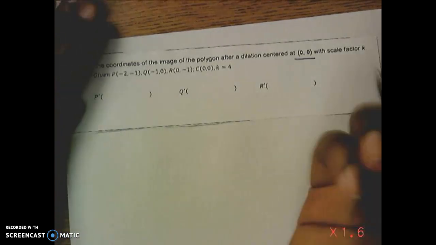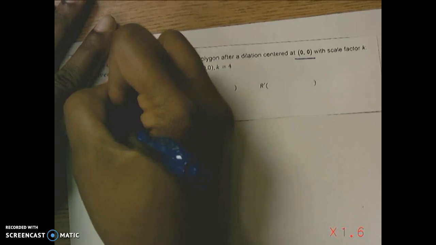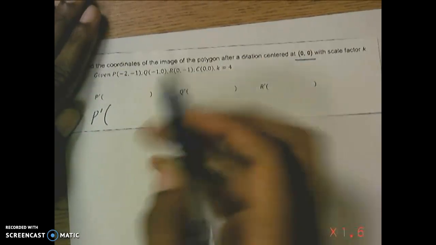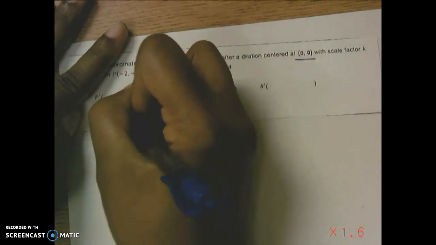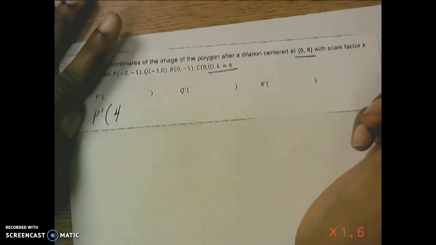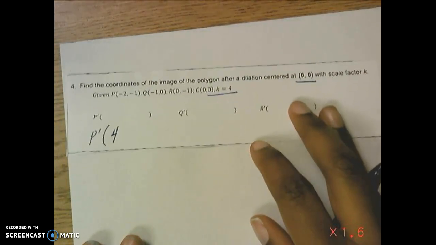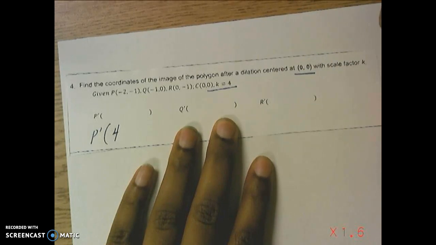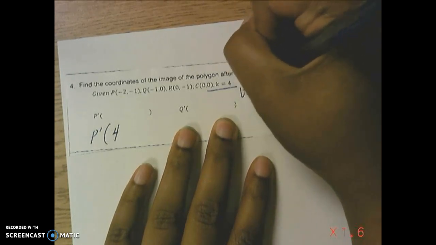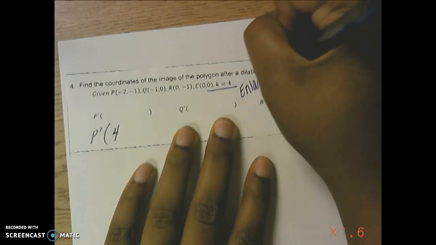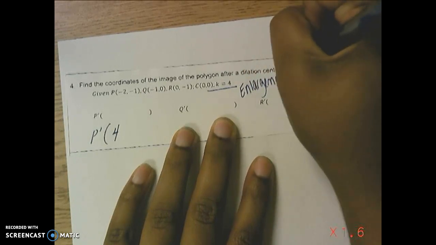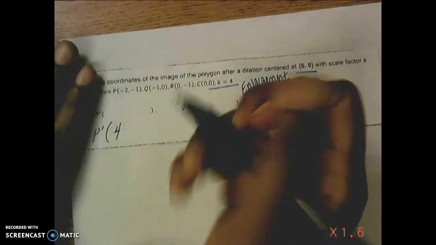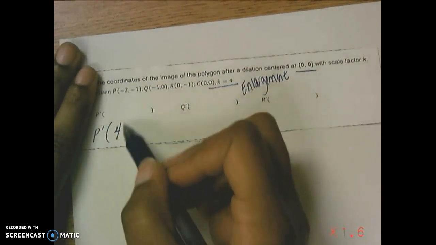So I'm going to do the first one for you, or with you. Hopefully what you see, given that P is at (-2, -1), I'm going to take my scale factor of 4, which is given, and without even trying to figure out the problem, if the scale factor is 4, what should it be? Should it be a reduction or an enlargement? Hopefully your thought process is telling you that it should be an enlargement. If you're thinking reduction, just playing. It's the beginning. So we multiply every single value by 4.